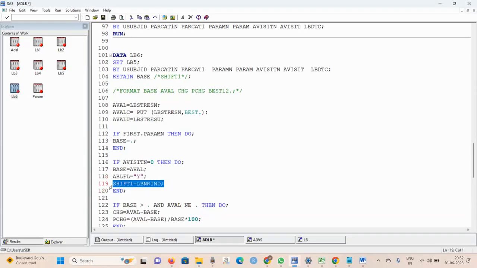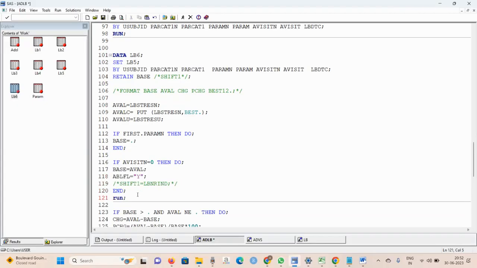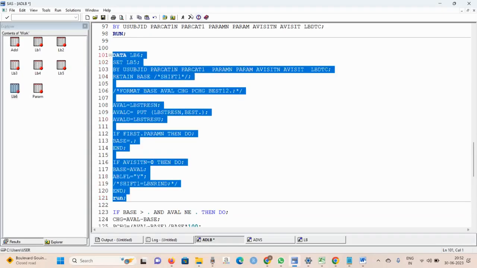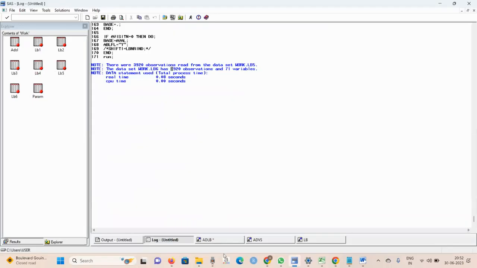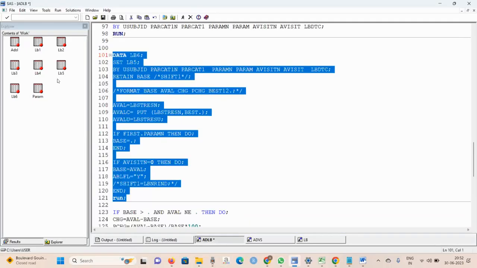So the shift one, I'll explain this one after. Okay, so up to here. Let me do this one. What is this? LB6.